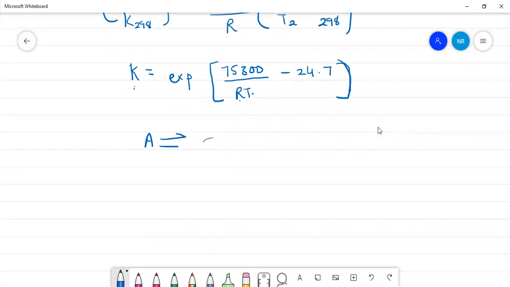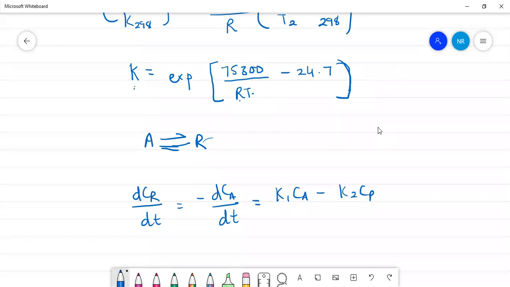A gives R and R gives A. So we can write down the rate equation using this: dCR/dt is equal to minus dCA/dt is equal to K1 CA minus K2 CR. Then now we convert here. We can find CR is equal to CR0 multiplied by XA.